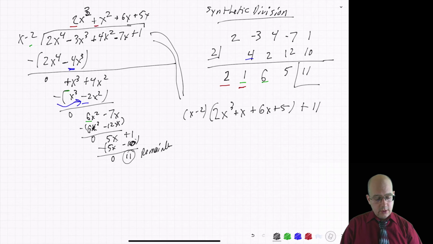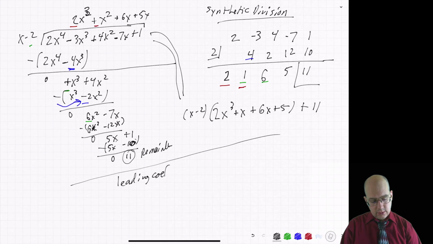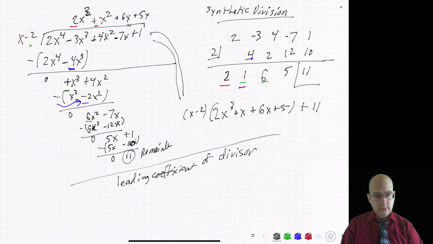However, there is one caveat. Leading coefficient of divisor must be 1. Oops. Must be plus 1, right? Because if you look at it, x minus 2, that coefficient of x, which is 1, doesn't really appear in these computations. We're assuming that that's 1.